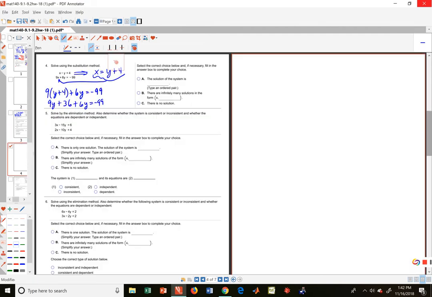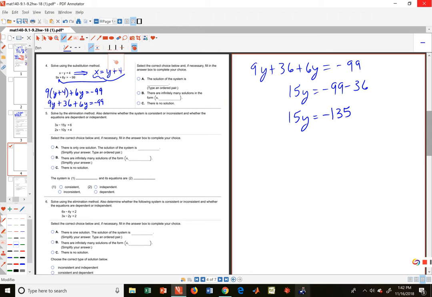Now, back to solving this equation. So we have 9y plus 36 plus 6y equals negative 99. So combining the 9y and 6y, we get 15y. Bringing the 36 over, we get negative 36 like that. So we get 15y equals negative 135.